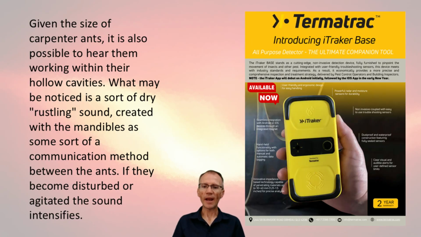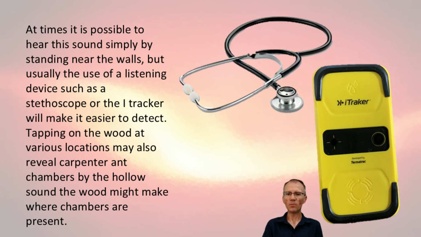Given the size of carpenter ants, it is also possible to hear them working within their hollow cavities. What may be noticed is a sort of dry rustling sound created with the mandibles as some sort of communication method between the ants. If they become disturbed or agitated, the sound intensifies. At times it is possible to hear this sound simply by standing near the walls, but usually the use of a listening device such as the stethoscope or the eye tracker will make it easier to detect. Tapping on the wood at various locations may also reveal carpenter ant chambers by the hollow sound the wood might make where chambers are present.